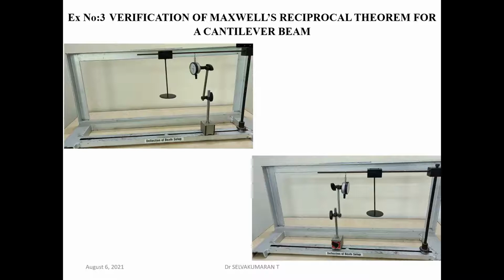This is what we did in the simply supported beam also. The same procedure is followed here. Similarly, here also we add a weight of 0.5 kg and note down the dial gauge reading. Again, add one more 0.5 kg and note down the reading. Like this, we add the weights till we reach 2.5 kg, so we are taking only 5 readings, entered in the loading column. For unloading, for each 0.5 kg removed, you enter the reading in the unloading column, then take the average.